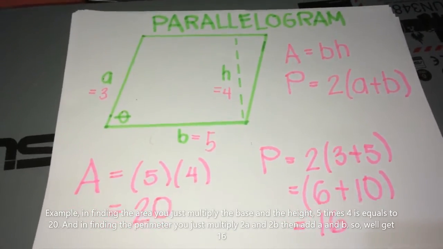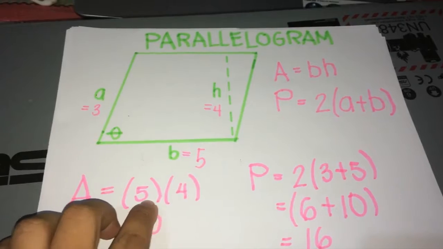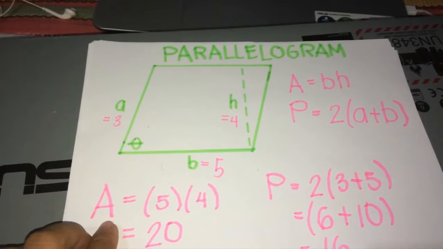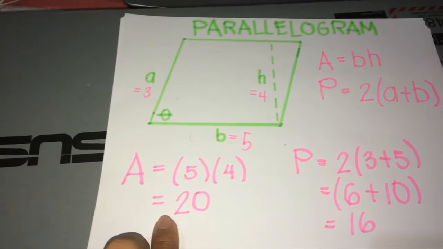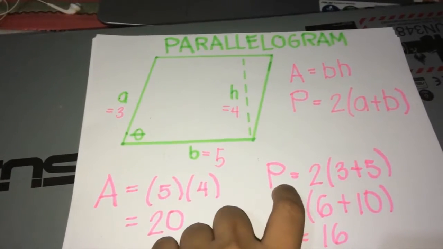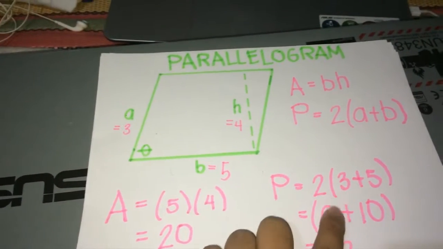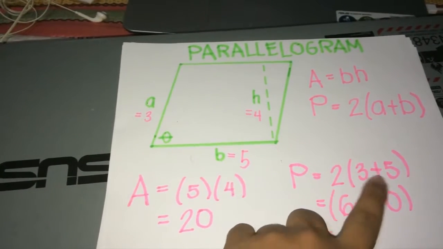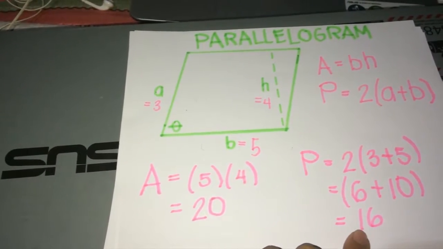Example, in finding the area, given base is 5 and the height is 4. So we multiply 5 times 4 is equal to 20. In finding the perimeter, we just follow the formula 2 times A plus B. So 2 times 3 equals 6, and 2 times 5 equals 10. So 6 plus 10, the perimeter is equal to 16.